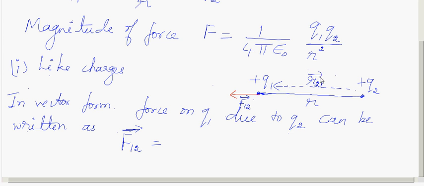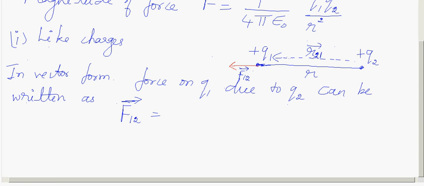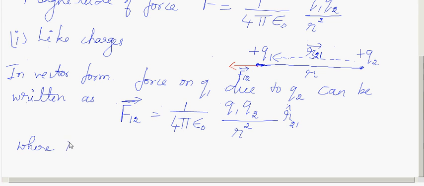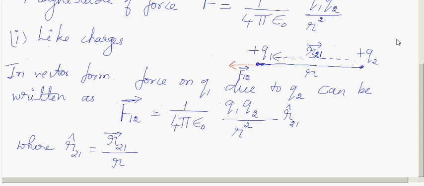Now F12 can be written as 1 by 4 pi epsilon naught into Q1 Q2 divided by R square into R21 unit vector, where R21 unit vector is given by vector R21 divided by magnitude R. This is how we write in vector form. We will multiply by the unit vector.